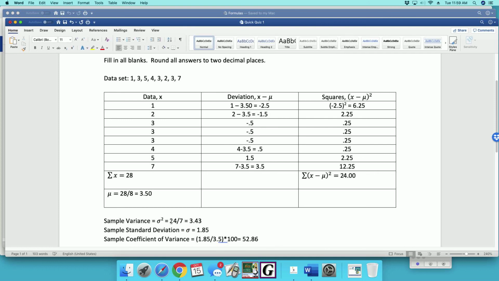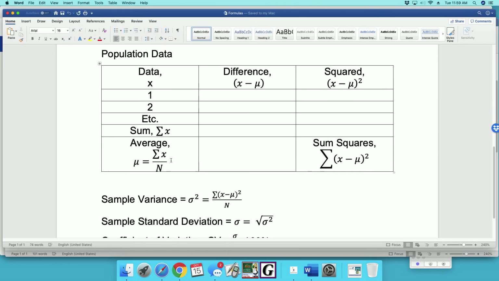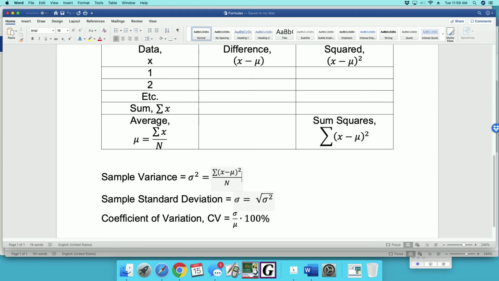Now, the difference is that the sum of the squares, which is x minus mu squared, is 24, but it's not divided by n minus 1. It's just divided by capital N. Let's look at the formula so you can see that. Notice, sigma squared, which is variance, is the sum of the squares over N, so we're going to be dividing by 8 this time. And sigma is the square root of sigma squared, and our coefficient of variance is sigma divided by mu.